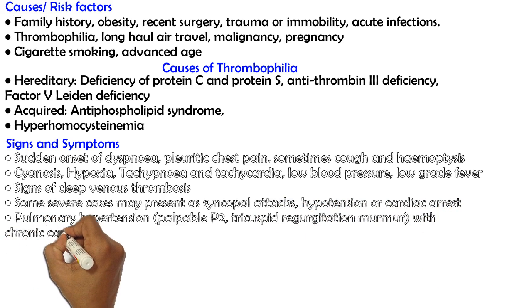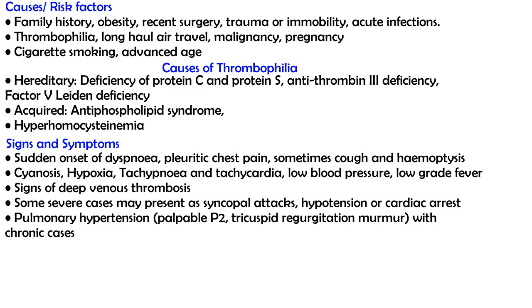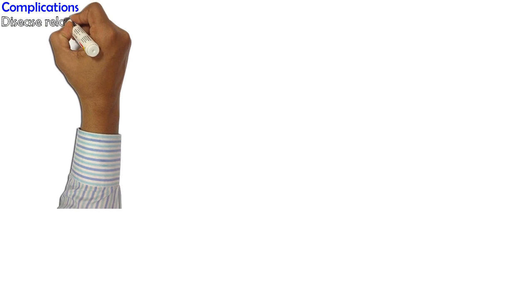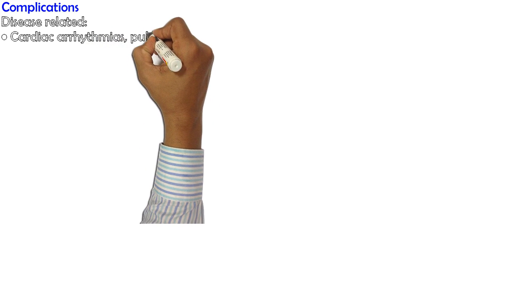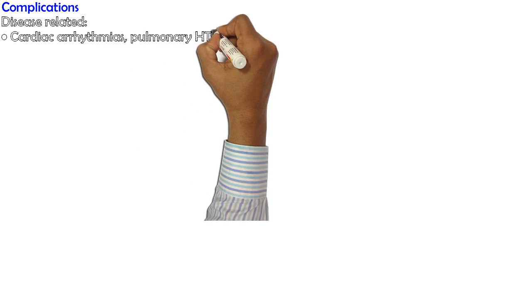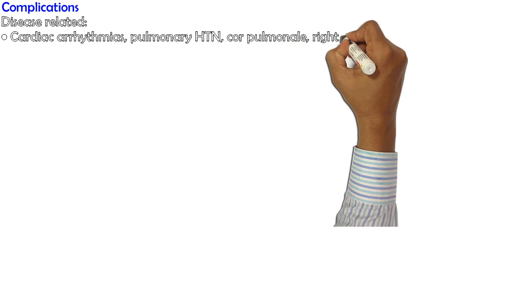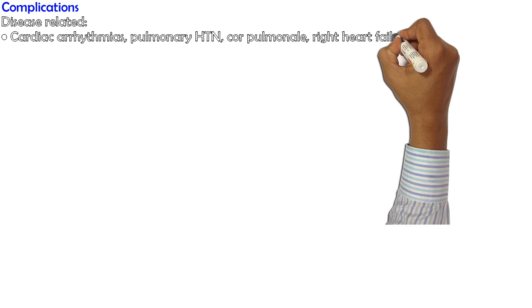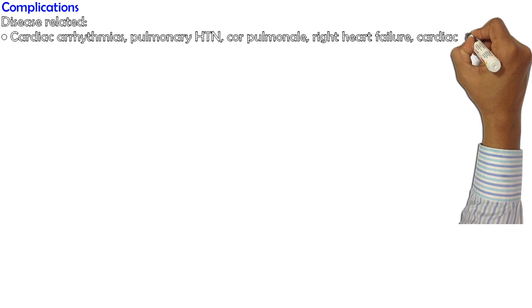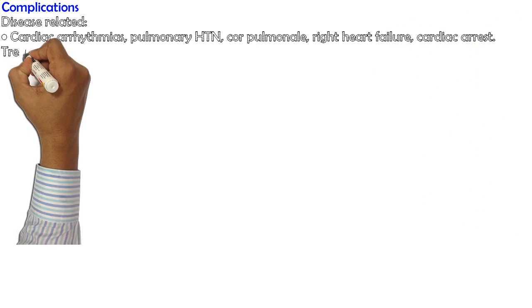So what are the complications of pulmonary embolism? Complications can be disease-related or treatment-related. The disease-related complications will have cardiac arrhythmias, you can have pulmonary hypertension, there may be cor pulmonale, there may be right-sided heart failure, you may get a cardiac arrest. Treatment-related is basically hemorrhage as a side effect of most of the anticoagulants, the likes of warfarin and heparin.